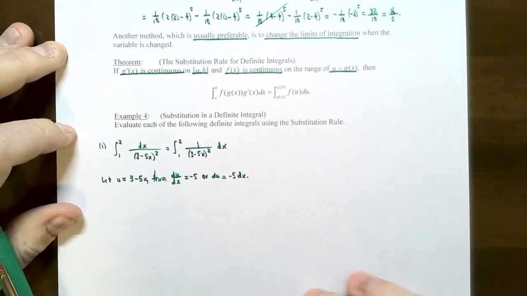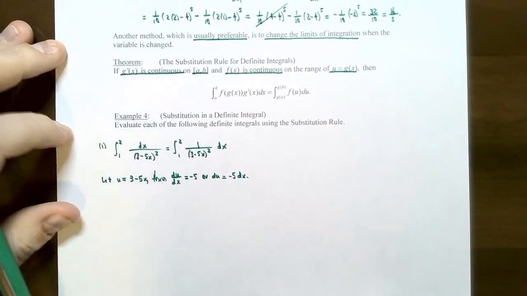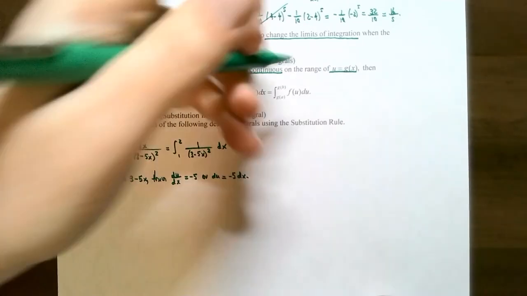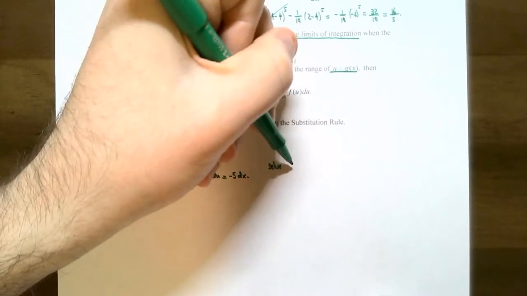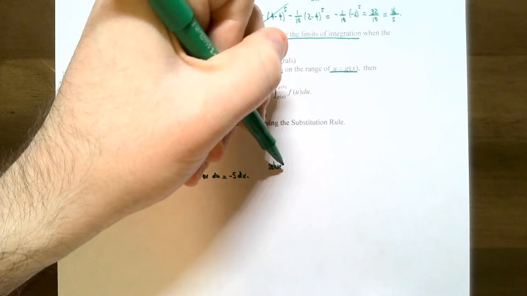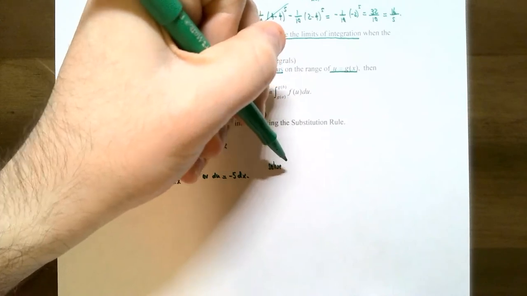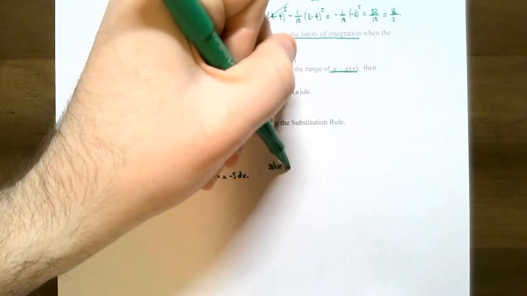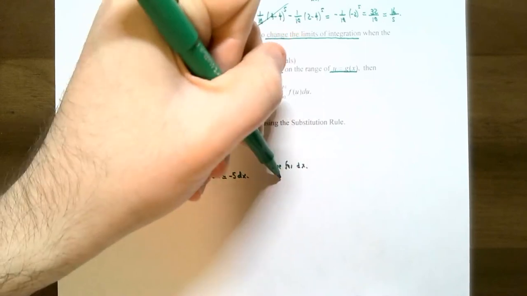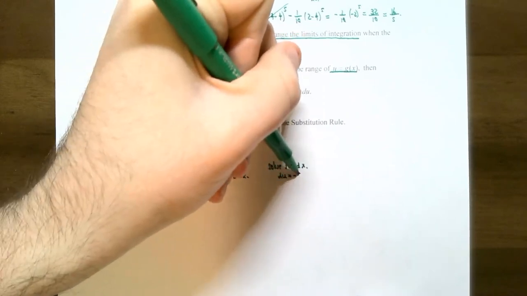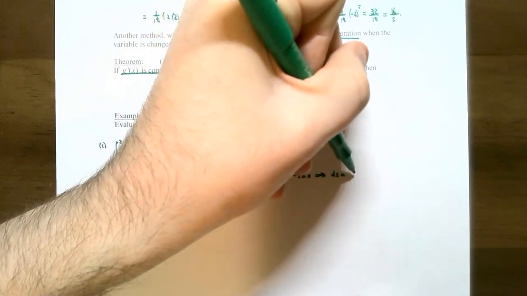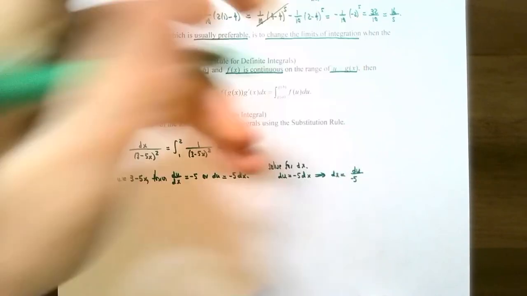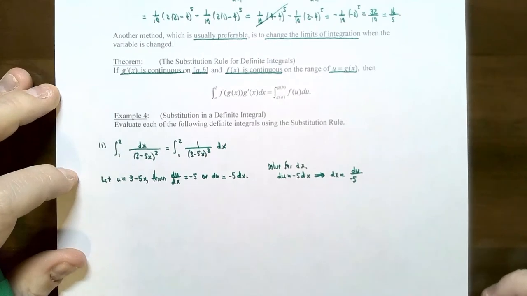So now let's go through the next couple steps as well. Solve for dx, because we know we need to replace dx to be in terms of du as well. So solve for dx. du is equal to negative 5 dx, which implies that dx is equal to du divided by negative 5. So there's the second part of the substitution rule.